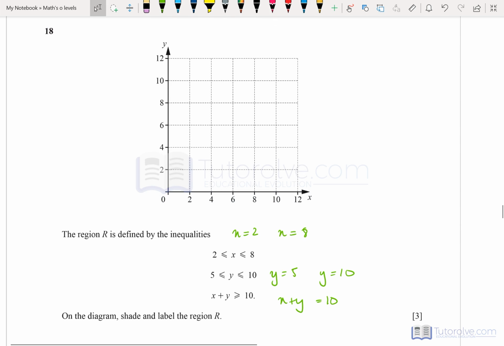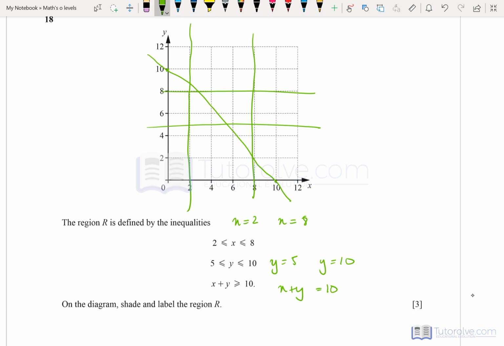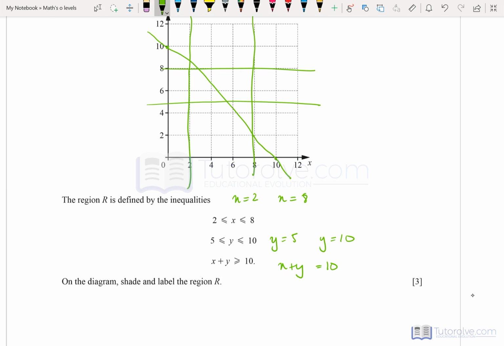Basically, we need to map them out first. This is x is equal to 2, x is equal to 8, y is equal to 5, and y is equal to 8, and x plus y is equal to 10. So this is basically going to be this equation right here. So the region that's defined by these inequalities is that x is greater than 2 and less than 8. So basically, it's going to be more than this line but less than this line. Likewise, it shows that x and y are inside this rectangle right here.